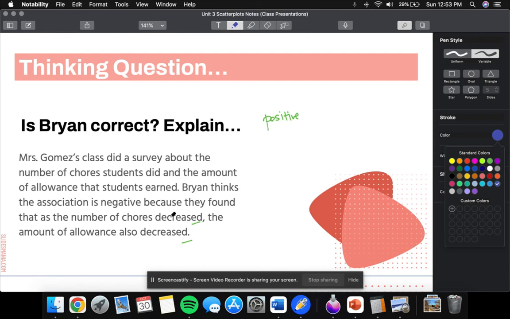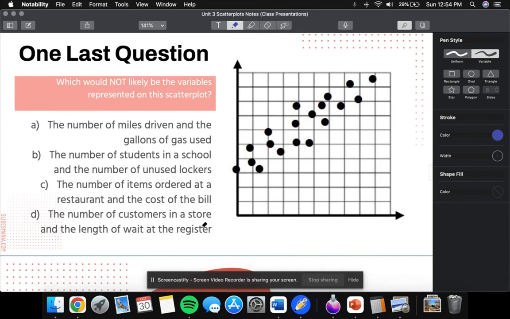Sometimes how I do this is I always start in the positive. So I usually think about it as the number of chores increases, the amount of allowance usually increases. And that also shows me that positive association. This is a very common mistake. Sometimes a person just sees a negative and automatically thinks it's negative, but it's basically the relationship between the two. A negative and a negative would result in a positive relationship.